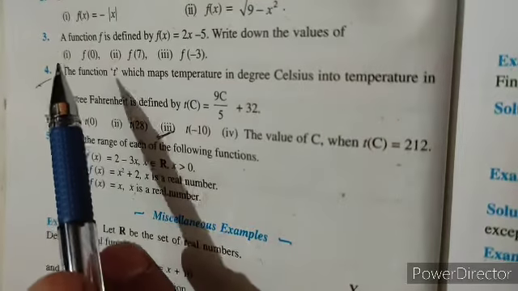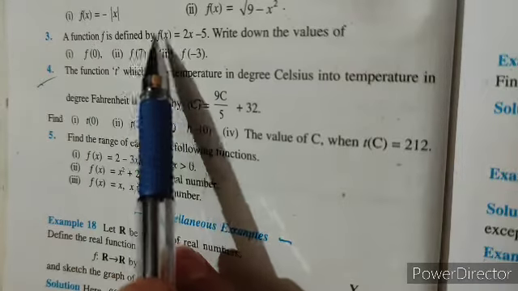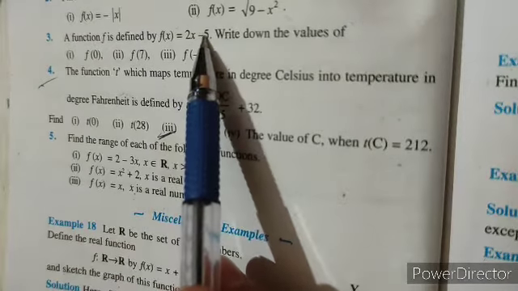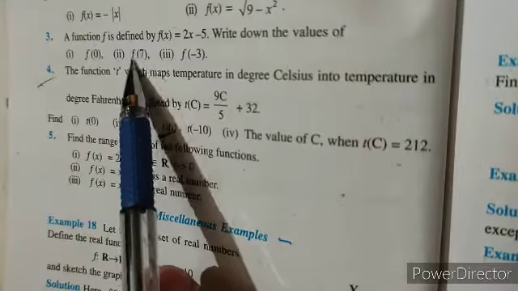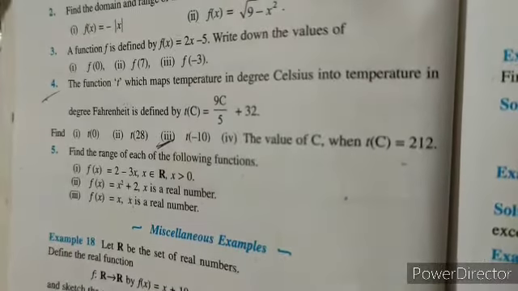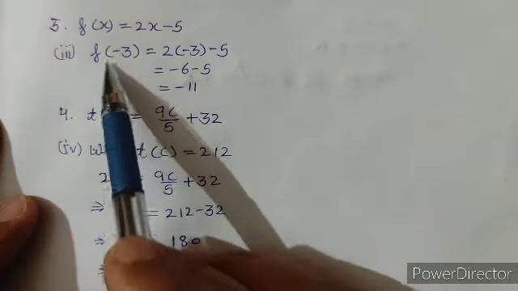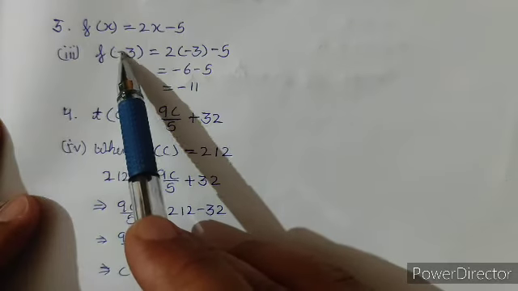In third part, or third question, a function f is defined by fx equal to 2x minus 5. We have to write the values of f0, f7 and f minus 3. I am doing third part of it. Now here we have to find f minus 3. Now this is a simple question.